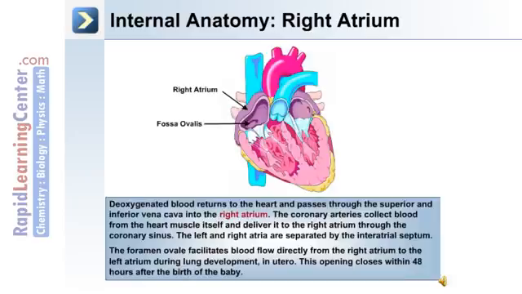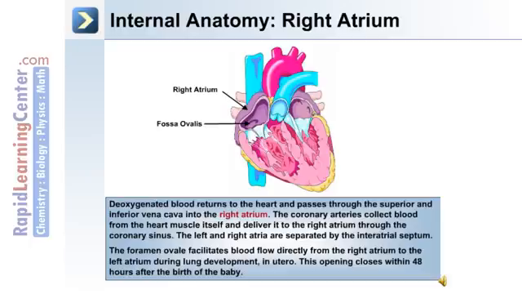The right atrium. Deoxygenated blood is returned from the head and neck region and the rest of the body through the superior and inferior vena cavas. The coronary arteries collect blood from the heart muscle itself and deliver it to the right atrium through the coronary sinus. The left and right atria are separated by the interatrial septum.